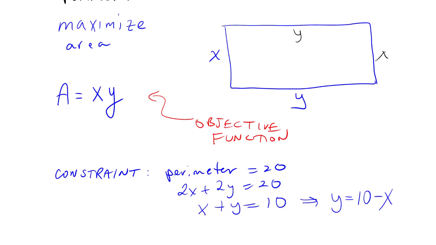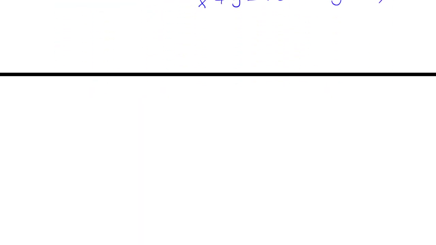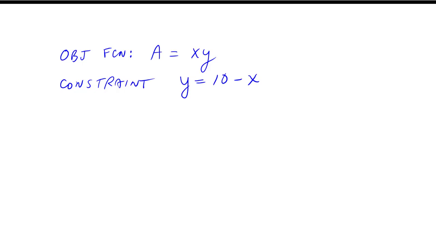Okay, so now the idea is I have my objective function, A equals xy, and I have a constraint that y equals 10 minus x. All right, so this tells me two things. I should be able to now get A into one variable by eliminating, say, the y and getting it in terms of x. And the other thing is I should look right here.